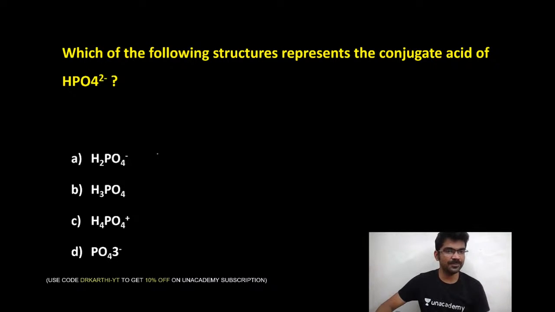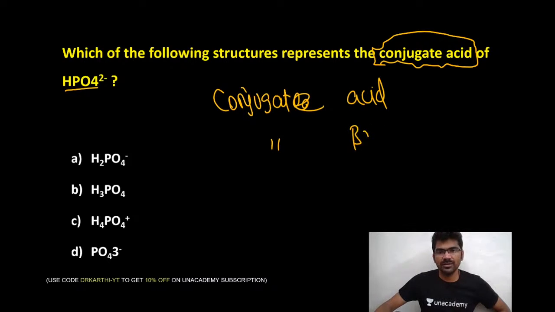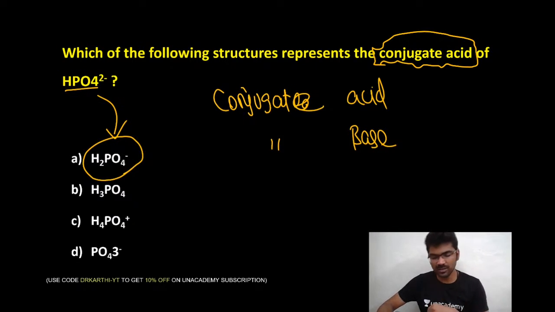Nitish Kumar, welcome. So, identify the conjugate acid. Give me the answer. This is to test your knowledge on conjugate acid and conjugate base. I hope you are all aware of these terms. So what is a conjugate acid? If you add H, you are going to get a conjugate acid. So HPO4 2 minus, you are adding a H, so it will become H2PO4 minus. Clear?